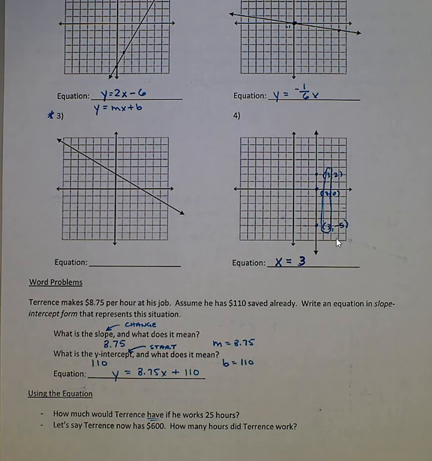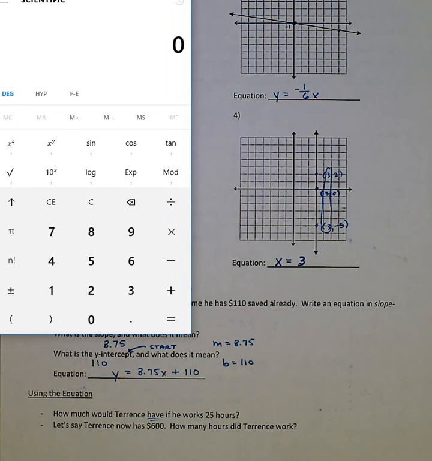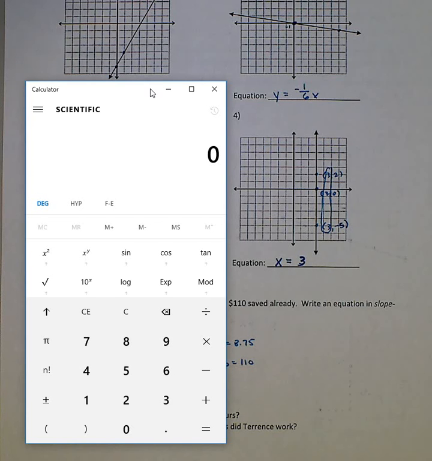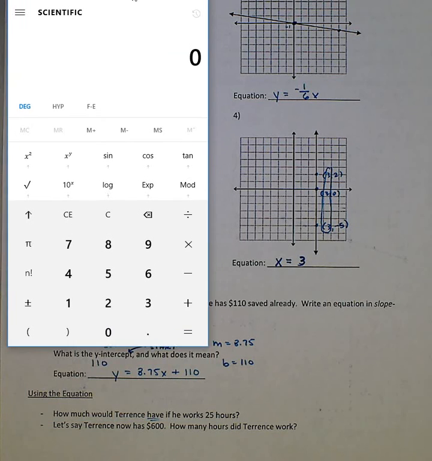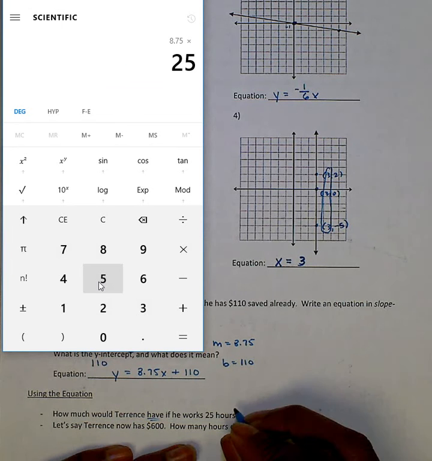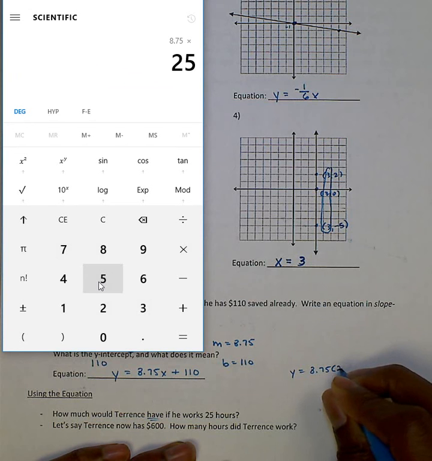Well, we can use our calculator here. I'll move it out of the way just a little bit. Okay, so just getting it out of the way of the equation. All right, so we do 8.75 times 25, because it's 25 hours. Actually, I'll write it out here. So we can just plug it into this equation. Y equals 8.75 times 25, because that's 25 hours, plus the $110 he already has saved.